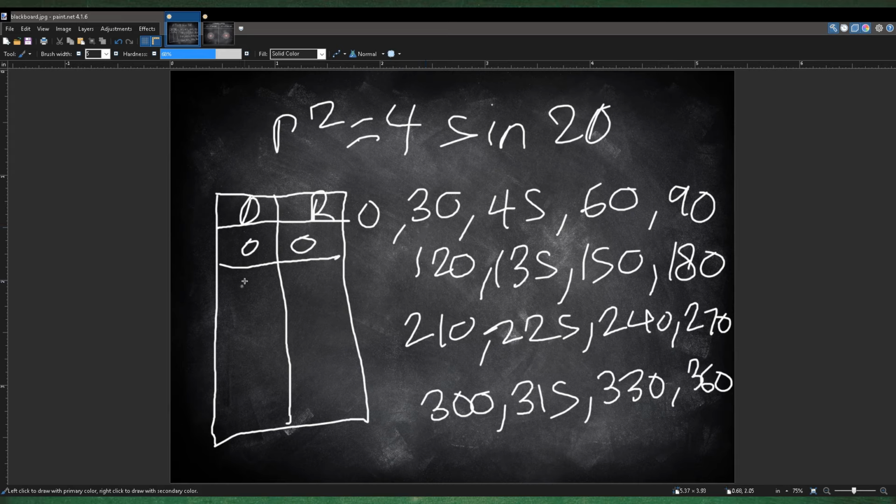So the theta has to be 15, right? So 15 degrees. And then that makes sine of 30. Sine of 30 is basically 1/2. So that would be 2. So radius squared has to be square root 2.